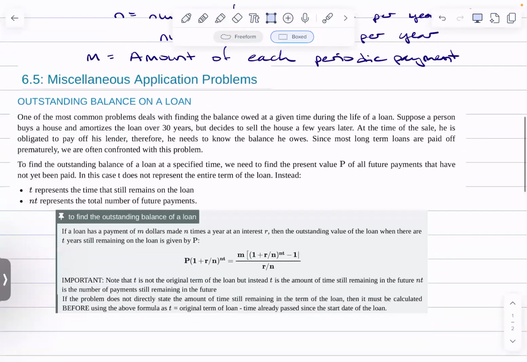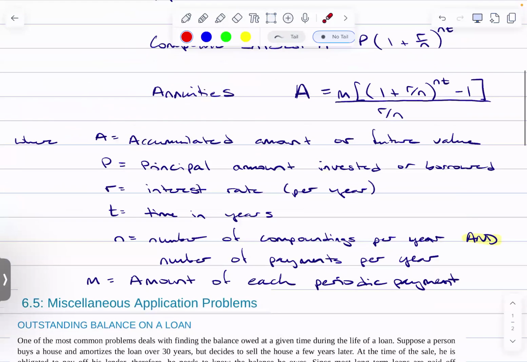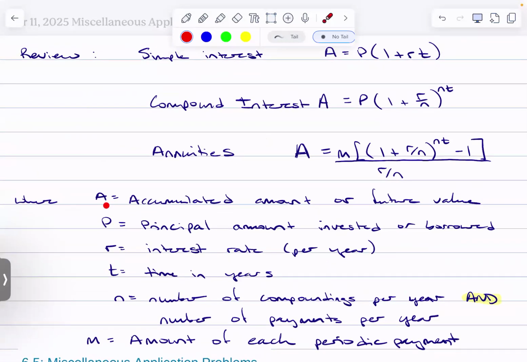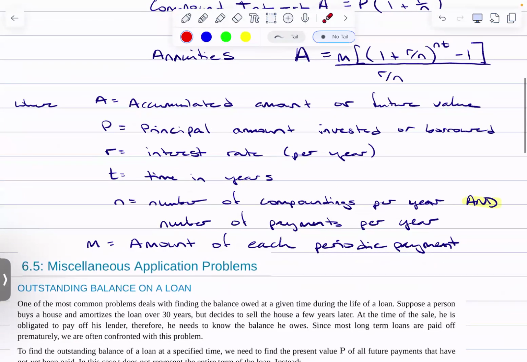I won't include it in the review because the formula that we were working with last day is just down here. And so we were working between the P and the M, and those were only two options that we could solve for. And so as a refresher, because it's been nearly a week, A is the accumulated amount. So if you let it grow, then you reach this accumulated amount. P is the principal amount, either invested or what you borrowed. Depends on the situation, but they behave the same.